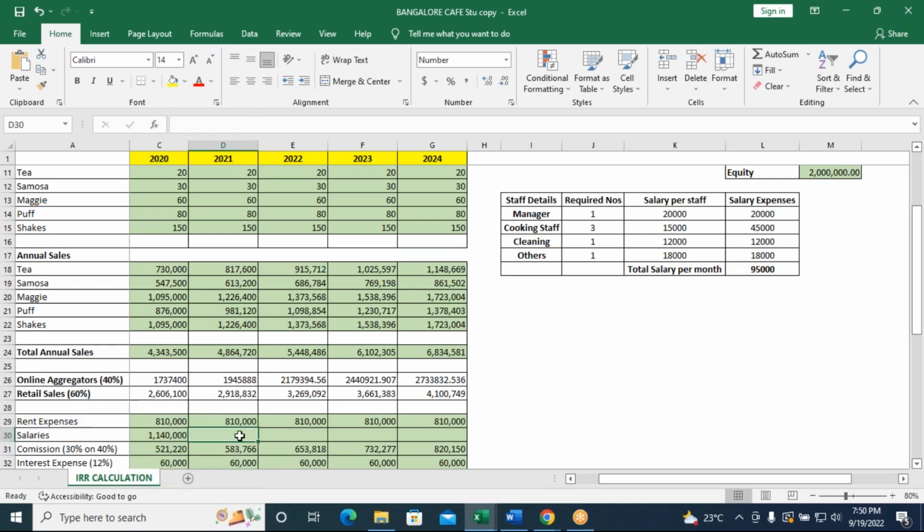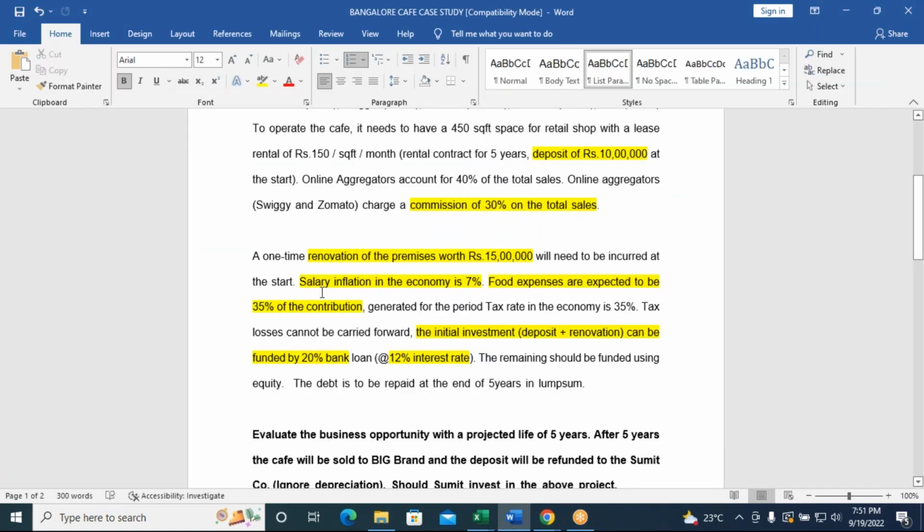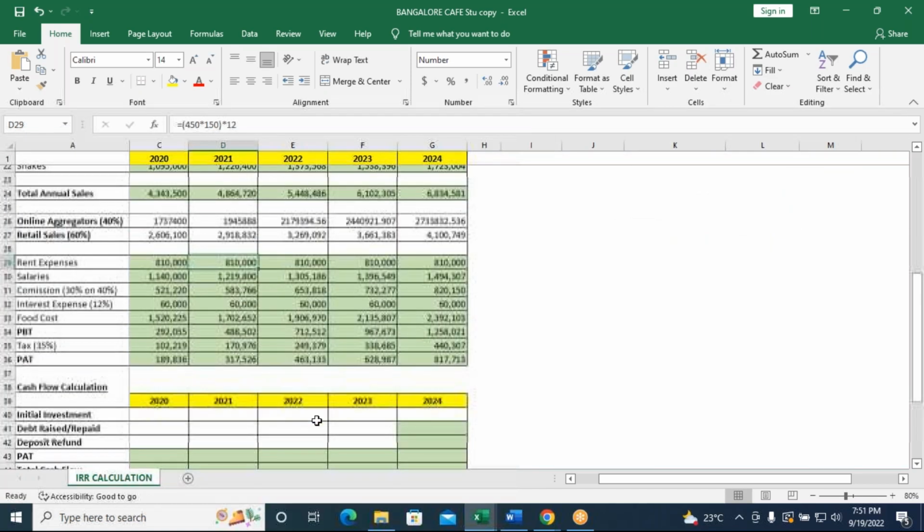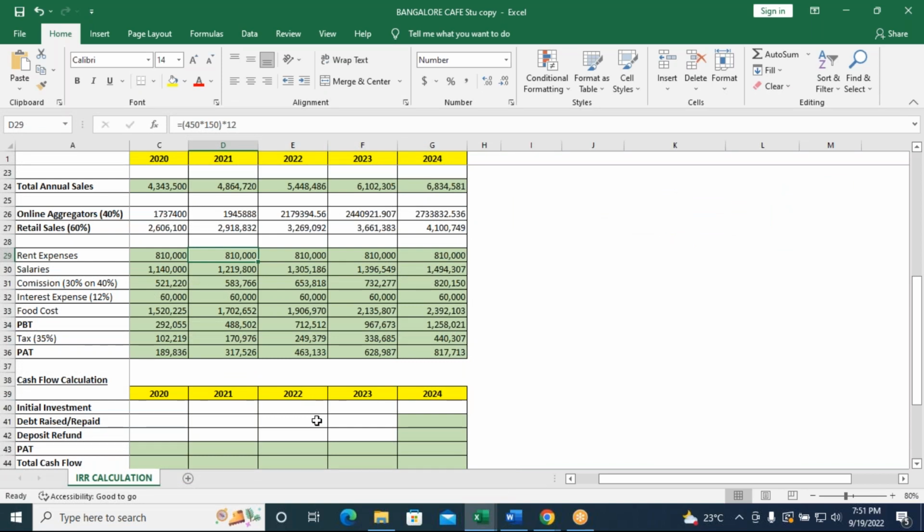Enter. Next, I'll be taking is equal to, take the first year's salary into, open the bracket, 1 plus, how much is the increment we have told them? 7%. Salary will be incremented by 7%. Enter. Now click here, select and drag. If you look at the question, salary inflation in the economy is 7%. So here I need to show that there is an increment by 7% from the second year. Once you get the answer, select and drag. Got it? Understood?